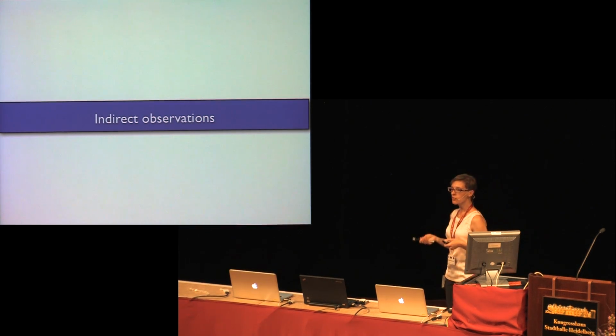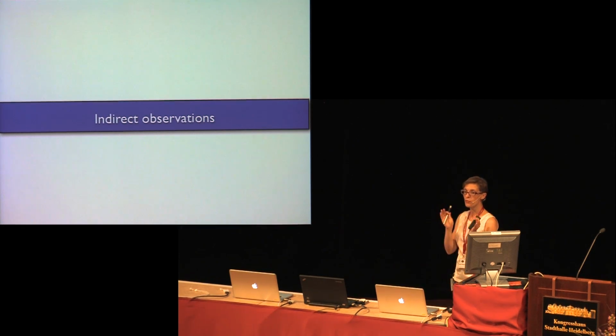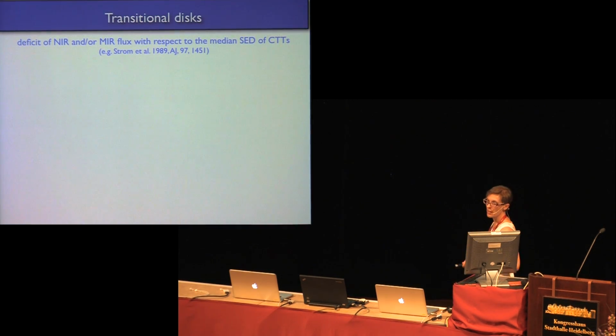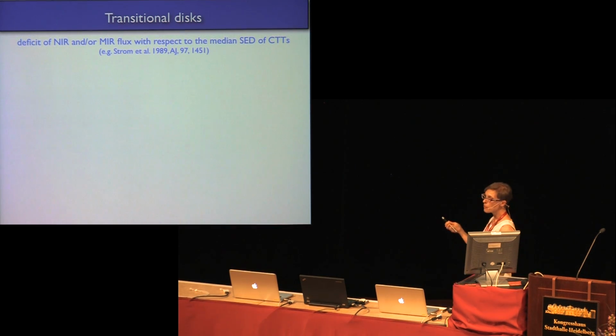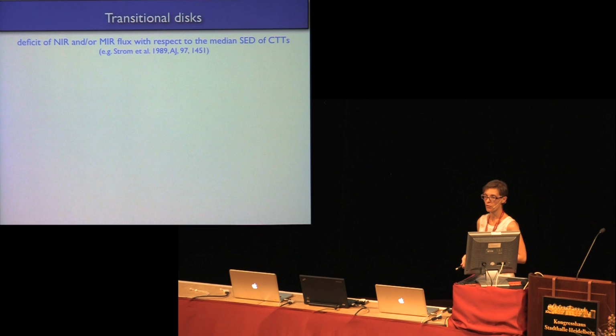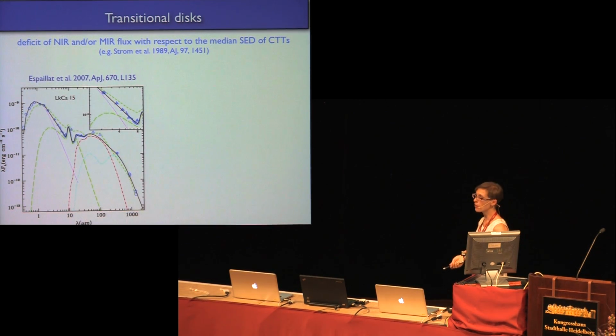Now, indirect observations are also very important, and because I don't have much time, I will focus on one specific group of objects that are interesting for this review, and these are the transitional disks. These, we heard already in other reviews, are objects in which the spectral energy distribution lacks emission at near-infrared and/or mid-infrared fluxes with respect to the median spectral energy distribution of classical T Tauri stars. Lkca 15 is an example of that.